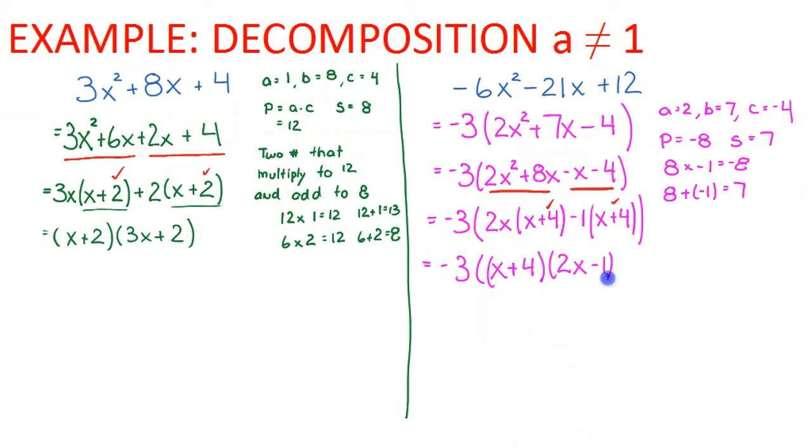2x minus 1. And now what you might notice here is that this bracket here and this bracket here are actually redundant, meaning they're extra. I don't need them. So I would actually write this out as negative 3 bracket x plus 4 times 2x minus 1. And of course, the great thing about these types of questions is that you can always, if you have time, check if you got it right by simply expanding each of them. And if you expand them, you should get back to the beginning.